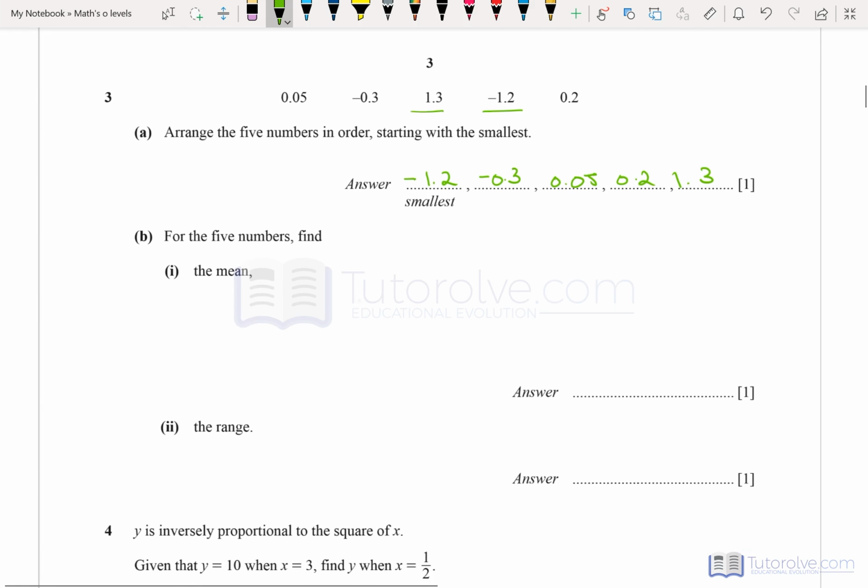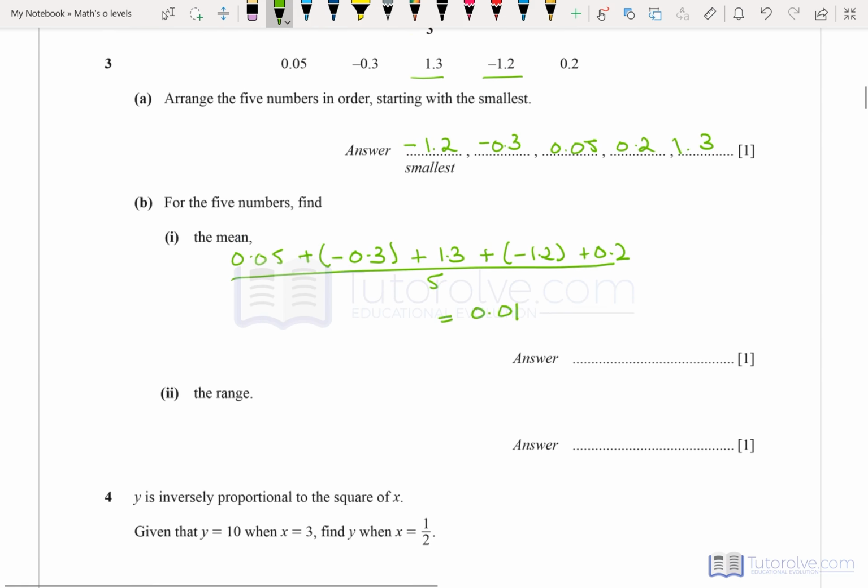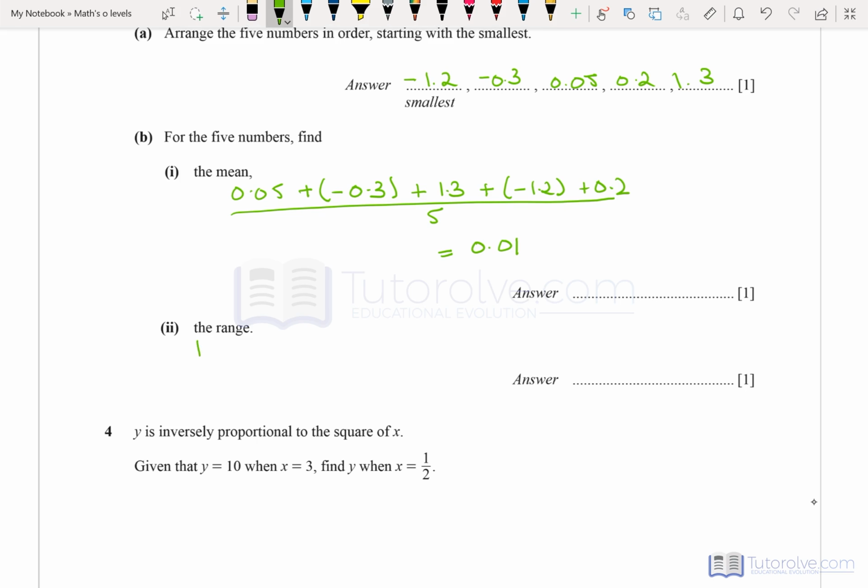So now they want us to find the mean of the numbers. Basically, just to find the mean, you have to add all of these numbers. You have to take care of the negative and positive sign as well. And there are 5 numbers. You need to divide this by 5, and your mean comes out to be 0.01. And to find the range, basically the range is the difference between the highest number and the smallest number, which is the highest number is 1.3, and you have to subtract minus 1.2. Again, we have to take care of the negative sign, and so our final answer is 2.5.